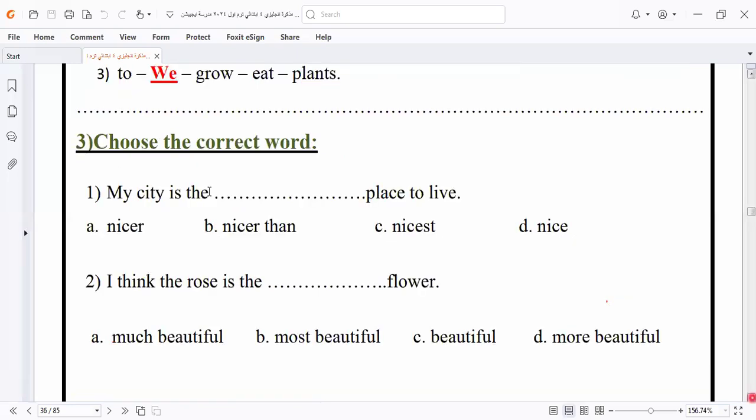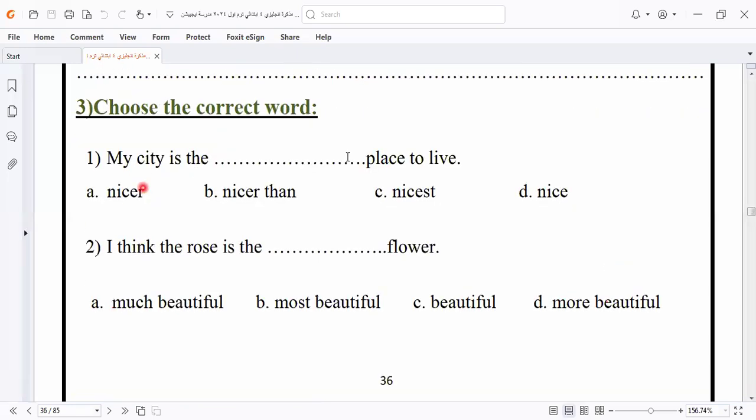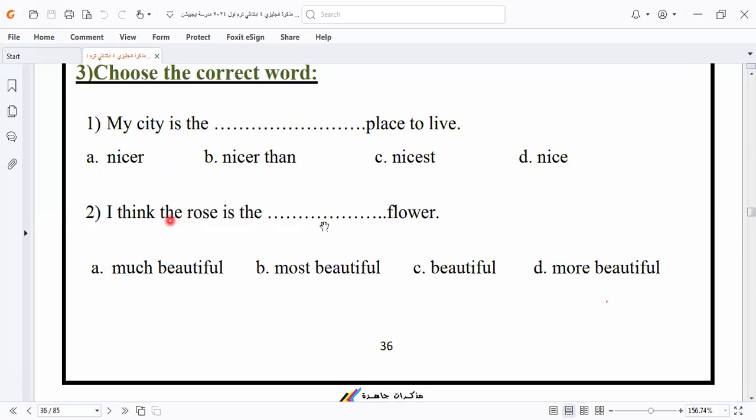Let's go to another one here. My city is the best place to live. Here we have the superlative form, so the answer will be the best. I think the rose is the best flower. The best flower is the most beautiful flower.